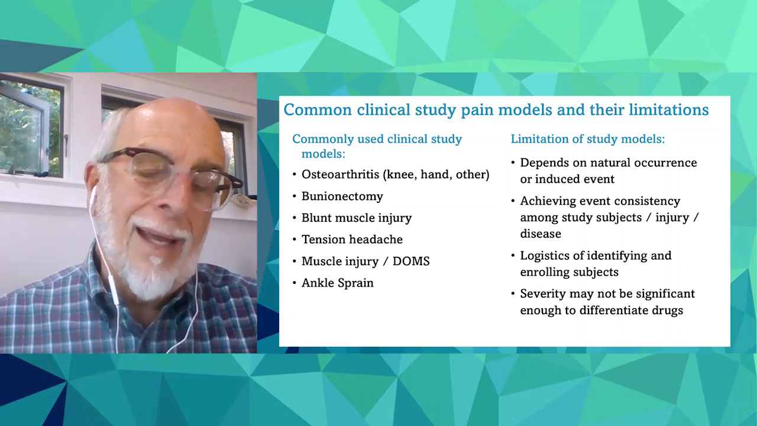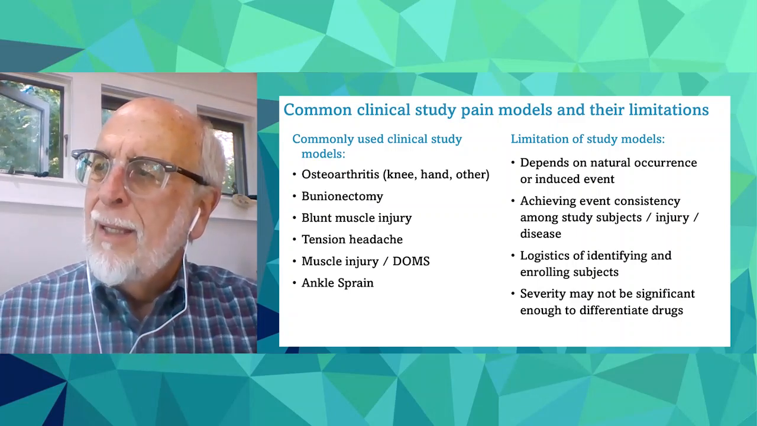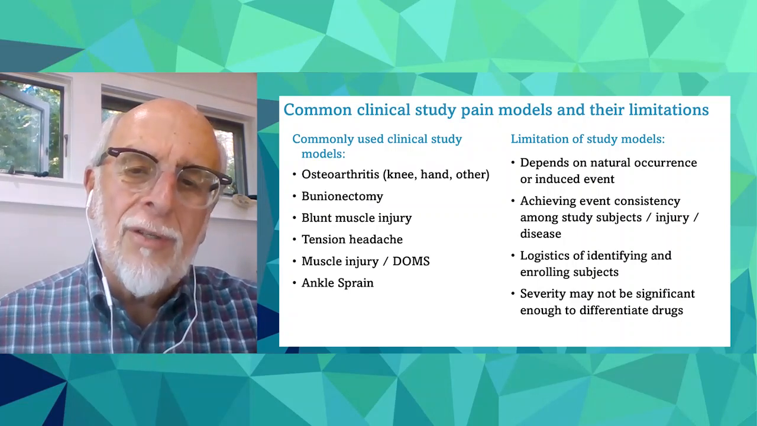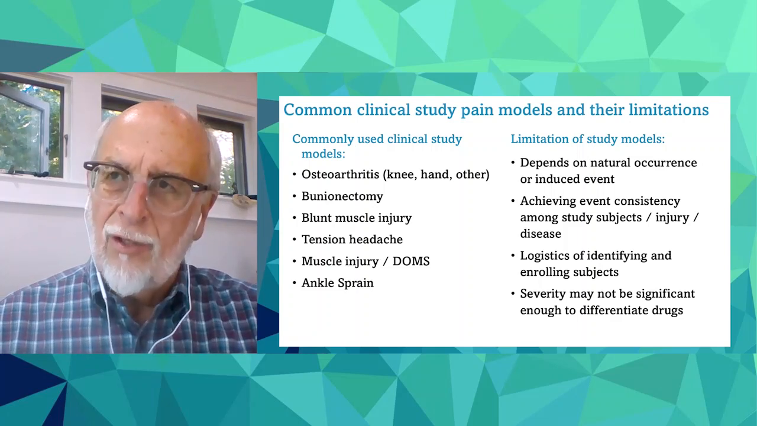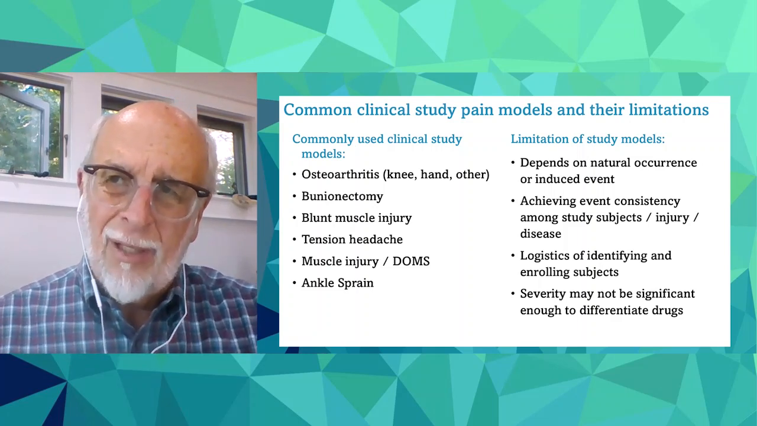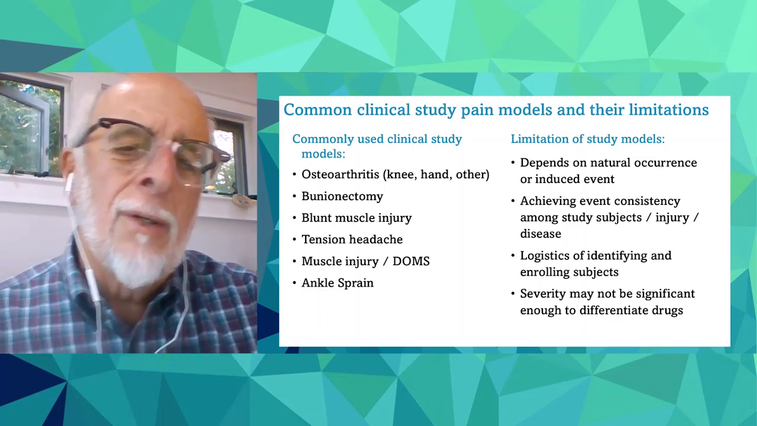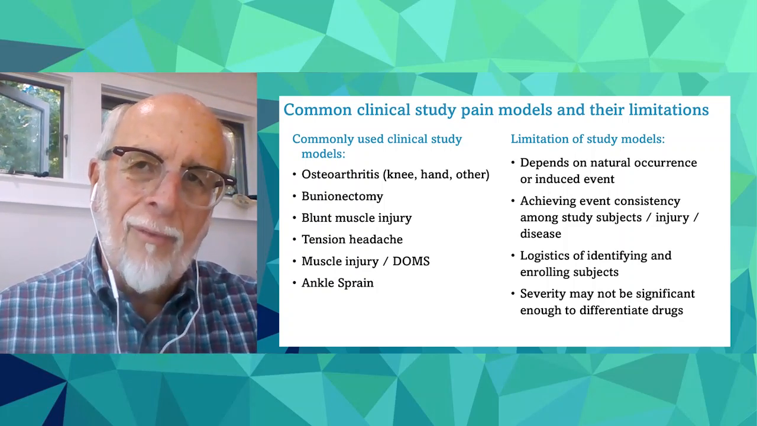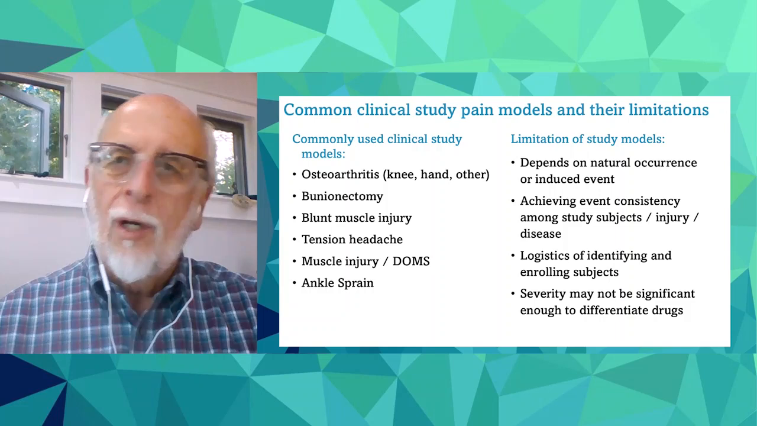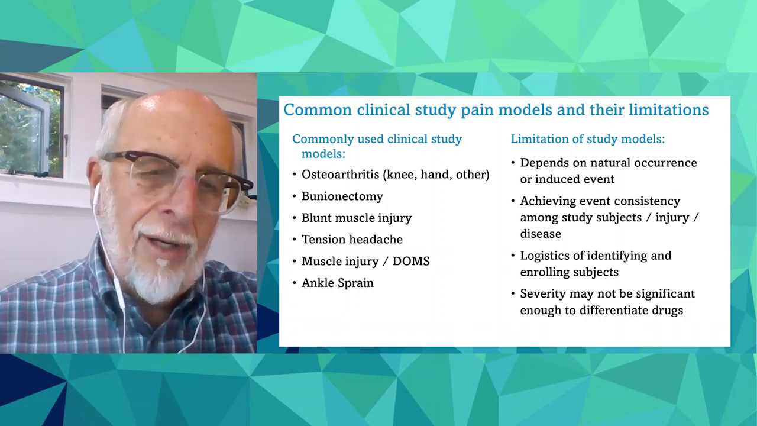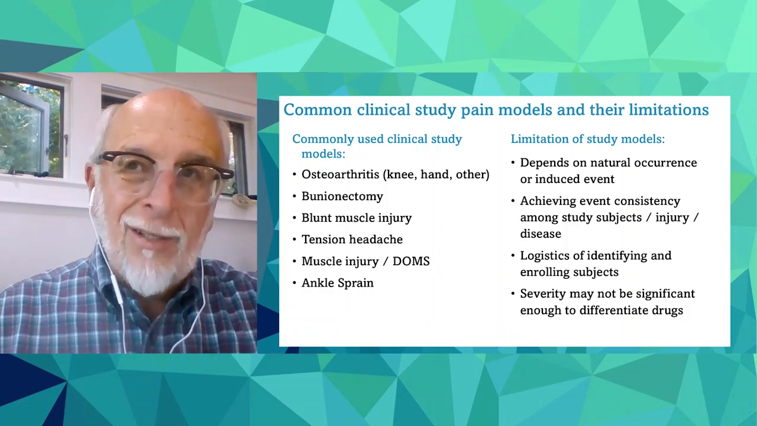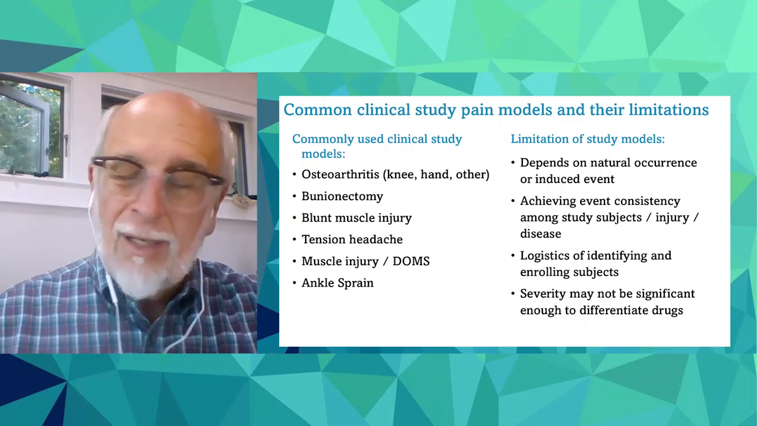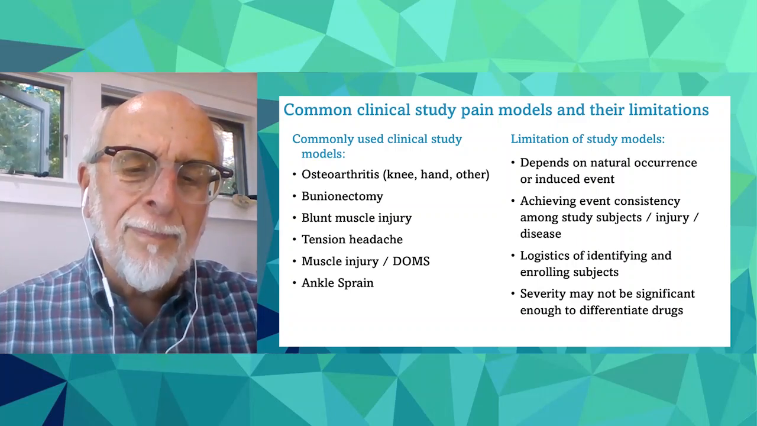Bunionectomy, like dental impaction pain, has a couple of advantages, and that is that those are patients who generally tend to be a little bit younger than arthritis patients. The dental impaction patients are usually anywhere from their late teens up to maybe age 30 or 35. The bunionectomy patients on average are in their 40s and early 50s.